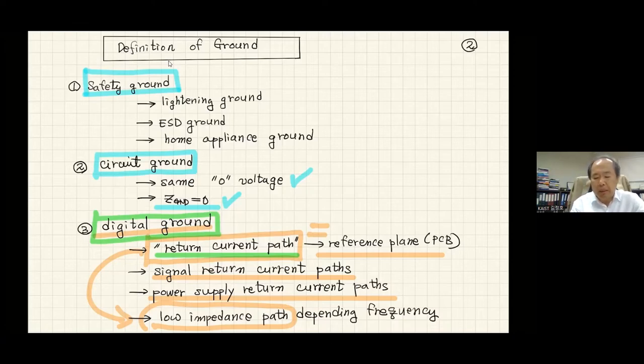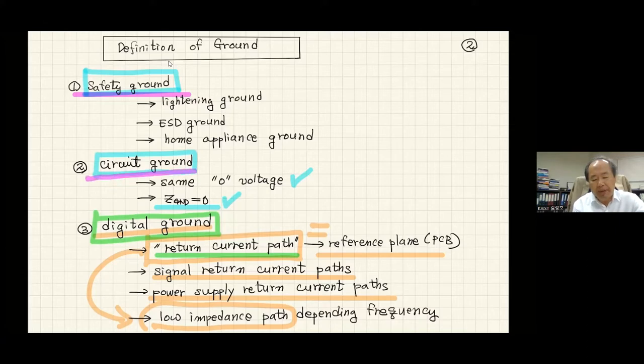So right now, I am summarizing three different grounds. The first one is safety ground. When you are installing your refrigerator or some home appliance which uses water, water can be conductive in terms of electricity, so you have to make it safe. Sometimes you have to connect the ground of your home appliance to the ground. That's why our electric outlet sometimes has three connections, because some of them are related to safety ground. If there is any lightning or ESD, current will go through the safety ground rather than through the human body. That's how it can protect human safety.